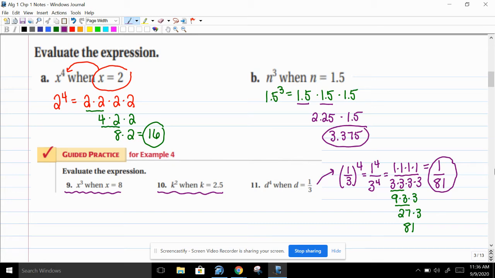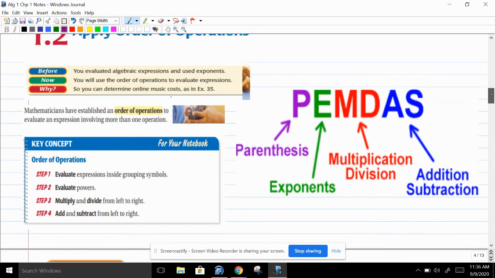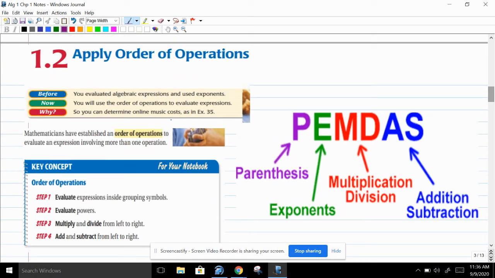Again, hopefully this is all a review for you guys. Section 1.2, like I said, this is a 2-section day. We talked about evaluating, we talked about some exponents, some basic math operations. Now we're going to tie that into order of operations. All right, PEMDAS. You guys are all familiar with PEMDAS. Please excuse my dear Aunt Sally.